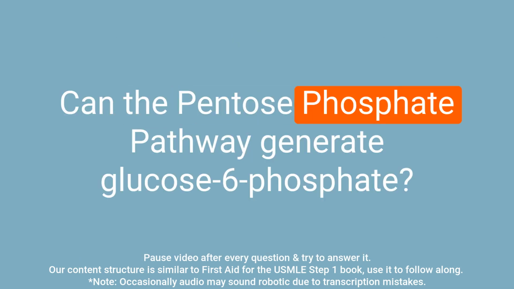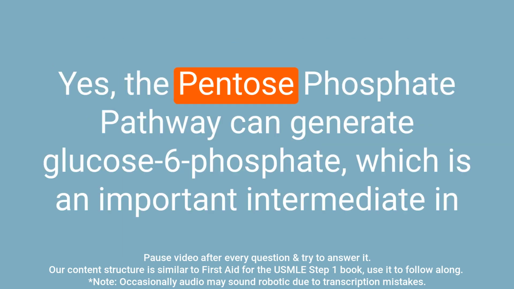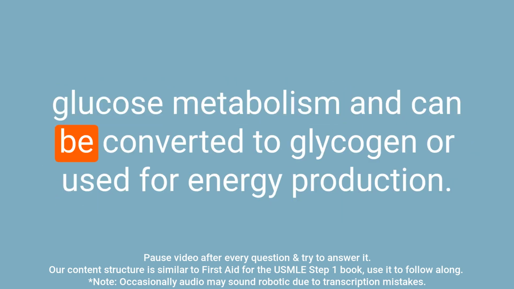Question: Can the pentose phosphate pathway generate glucose 6-phosphate? Answer: Yes, the pentose phosphate pathway can generate glucose 6-phosphate, which is an important intermediate in glucose metabolism and can be converted to glycogen or used for energy production.